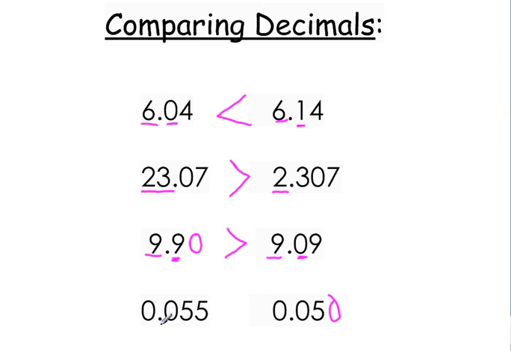Starting right at the decimal, just to the right, we're going to compare the tenths. 0 tenths compared to 0 tenths. They're the same. So now let's move on to the next place. 5 hundredths compared to 5 hundredths. They're the same. Now we'll move to the next place, to the right of the hundredths place. 5 thousandths compared to 0 thousandths. So 5 thousandths is greater than 0 thousandths. So 0 and 55 thousandths is greater than 0 and 5 hundredths. That is comparing decimals.